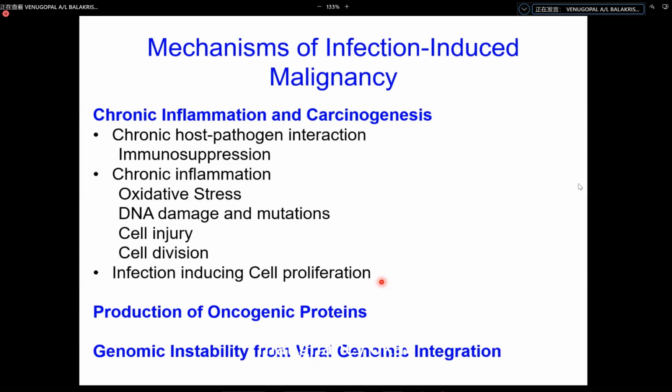Okay, so the mechanism of infections which is induced by malignancy. Chronic inflammation and carcinogenesis means that when you have chronic host-pathogen interaction, you will get some kind of immunosuppression effect, which will cause the cell to become cancerous. Besides that, chronic inflammation of a cell due to infection could cause oxidative stress, DNA damage, and mutation, cell injury, and it could also induce cell division.